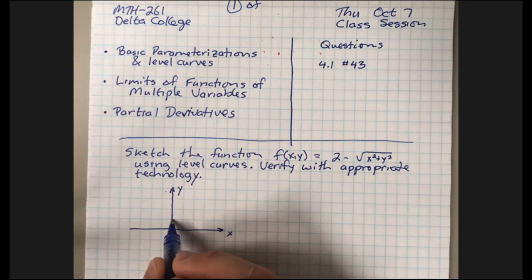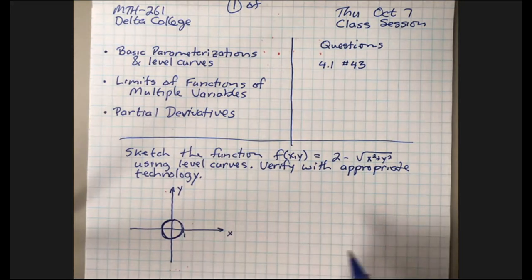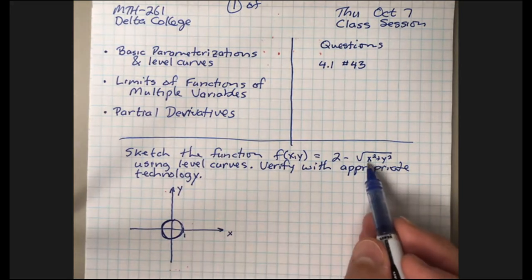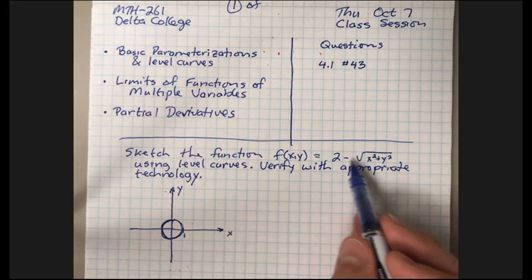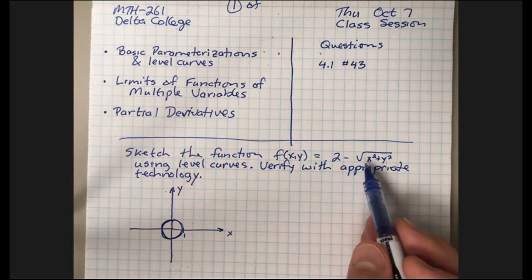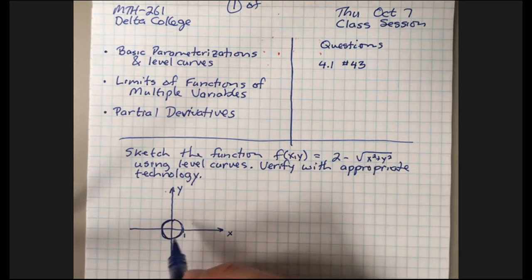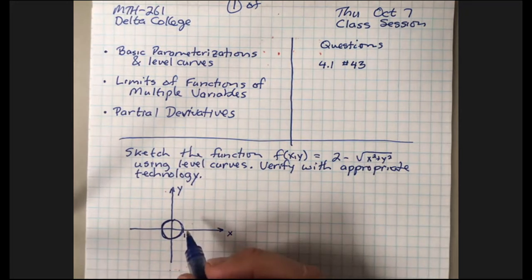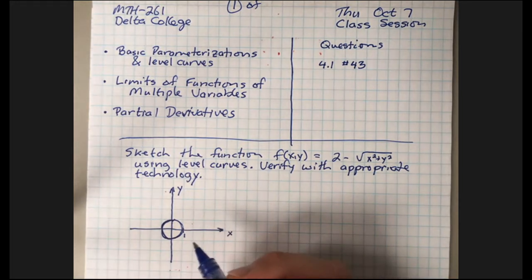So when x squared plus y squared is 1, let's just pretend that's a circle of radius 1 right there. Then this value is 1, square root of 1 is 1, 2 minus 1 is 1. So actually, at that moment, well, let me pause to readmit someone there.